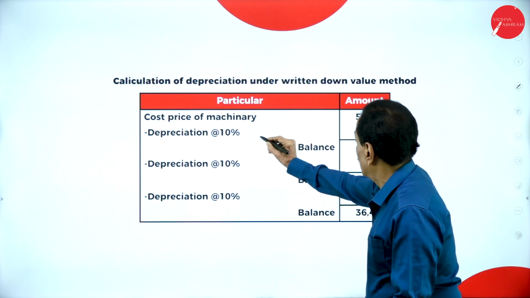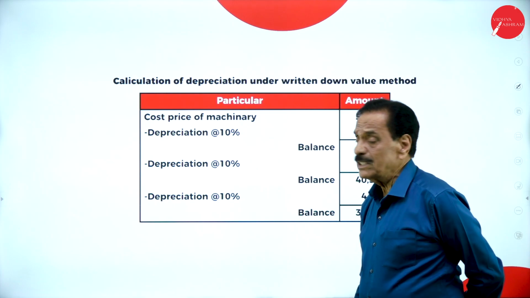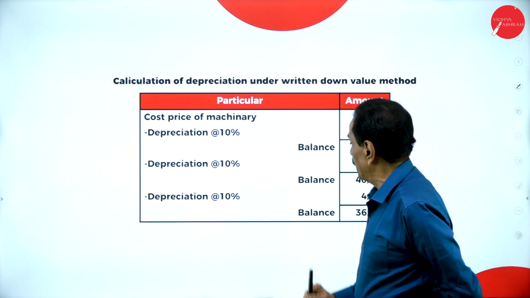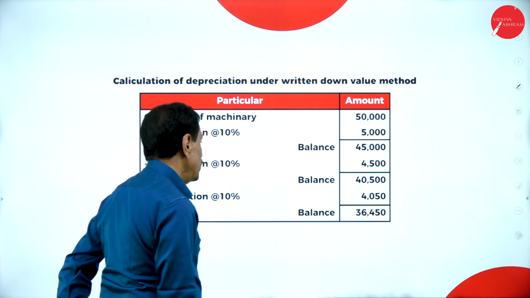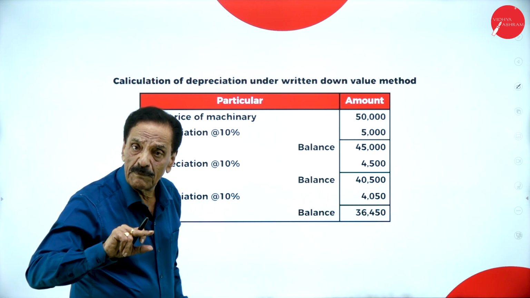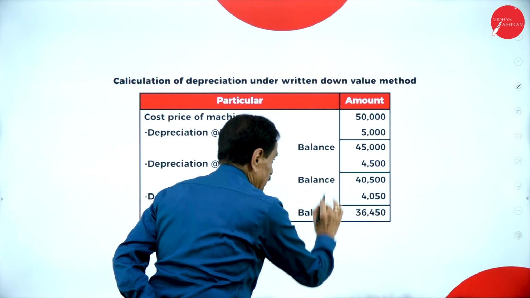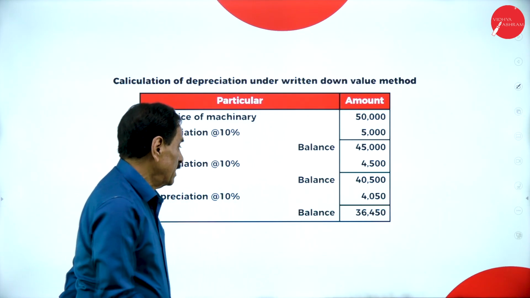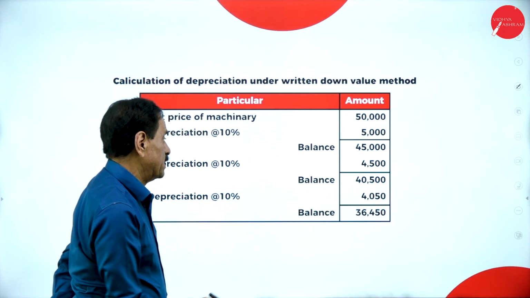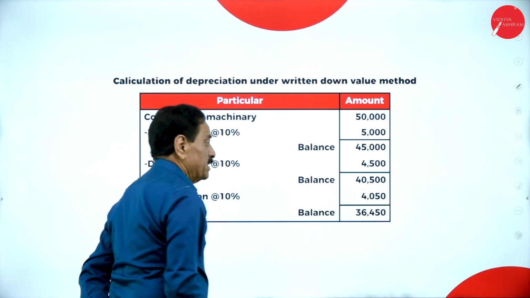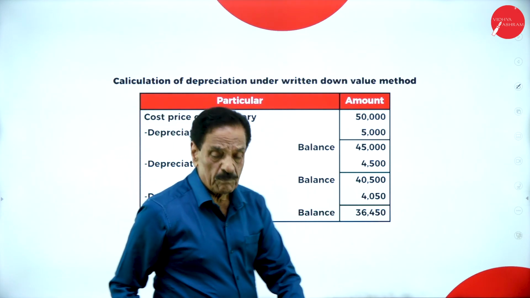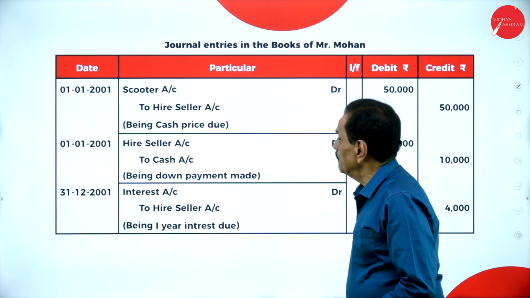We'll move on. The cost price of the machinery is 50,000. Depreciation at 10% is 5,000. Balance is 45,000. Here we use the written down value method. On 45,000, 10% is 4,500. Balance is 40,500. On 40,500, 10% is 4,050. Balance is 36,450. We'll move on to entries now.